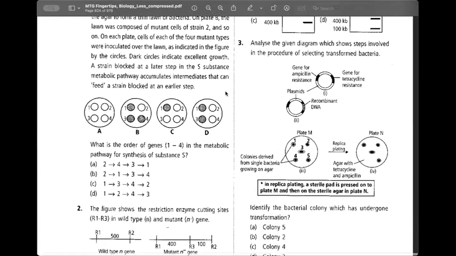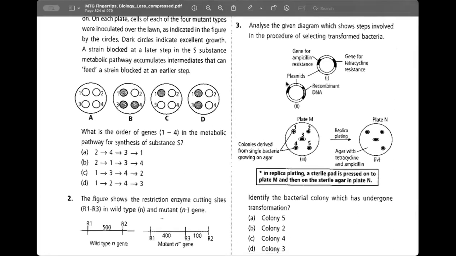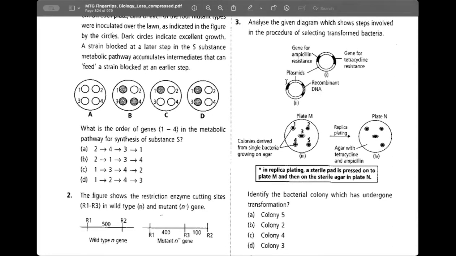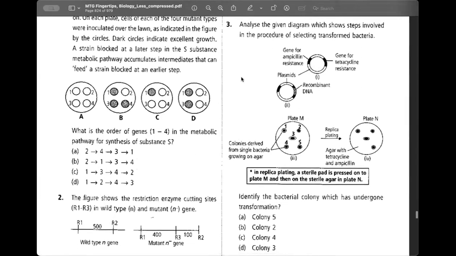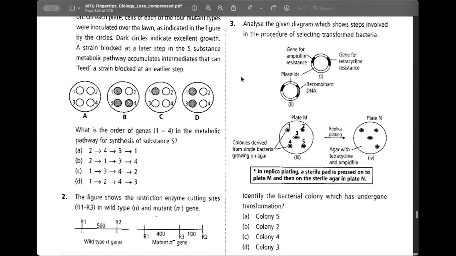I just want you to solve one high order thinking skill question. These are questions that can also come in boards, and they're called HOTS questions, high order thinking skills. They just require some more thinking and taking time. So question 3, can you analyze this given diagram and tell me which colony has undergone transformation? We'll do this as the last question, or if you solve it fast, I will take one more HOTS. More questions on both the chapters we'll do next class, Wednesday.